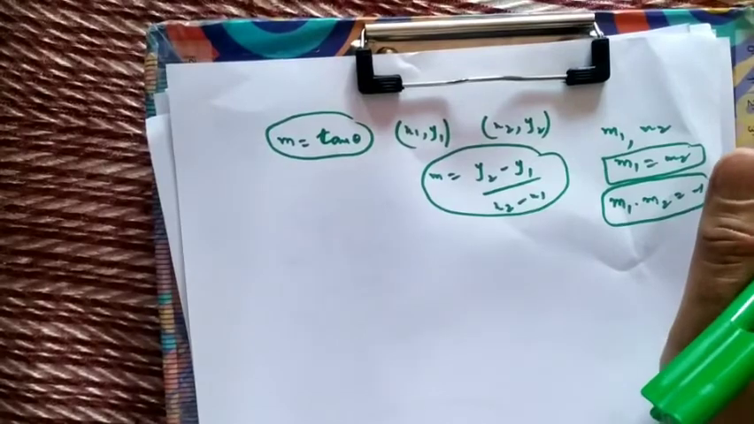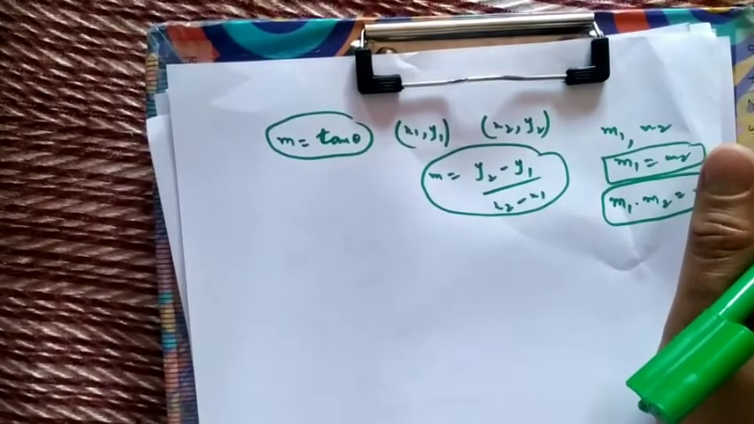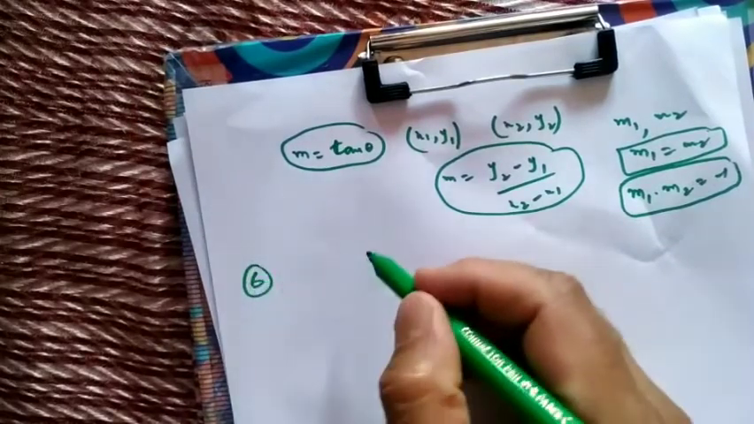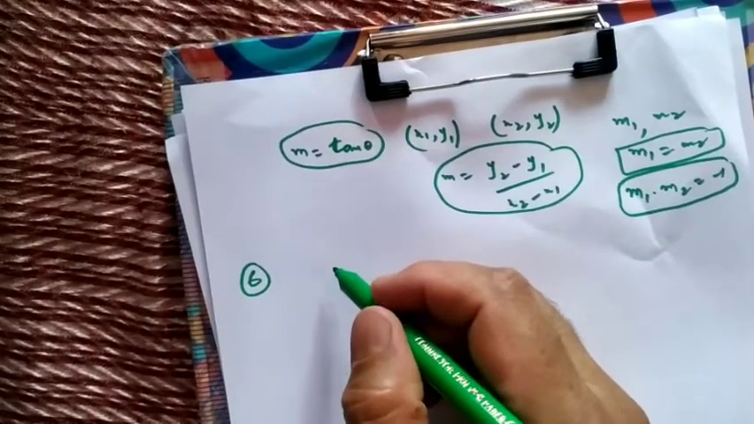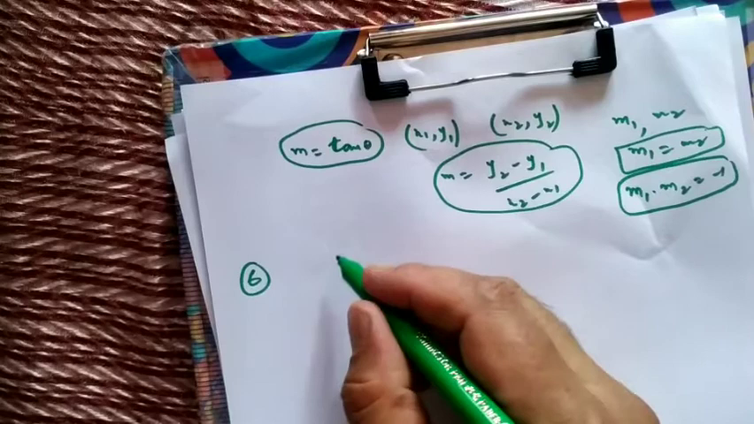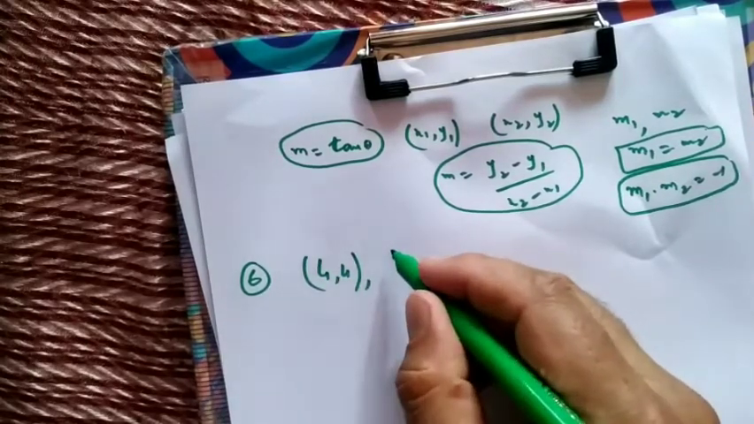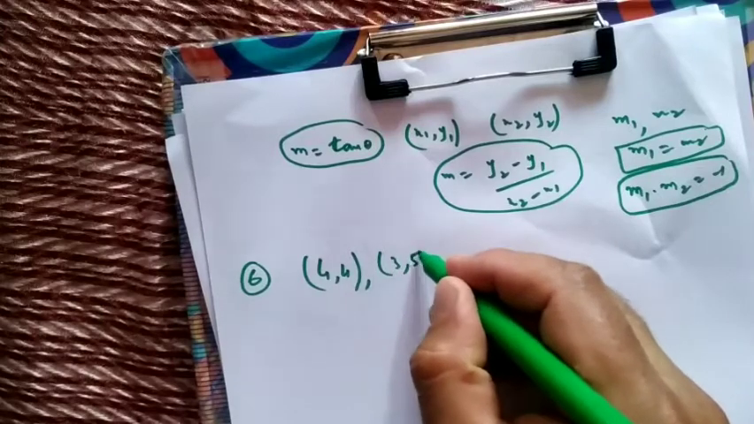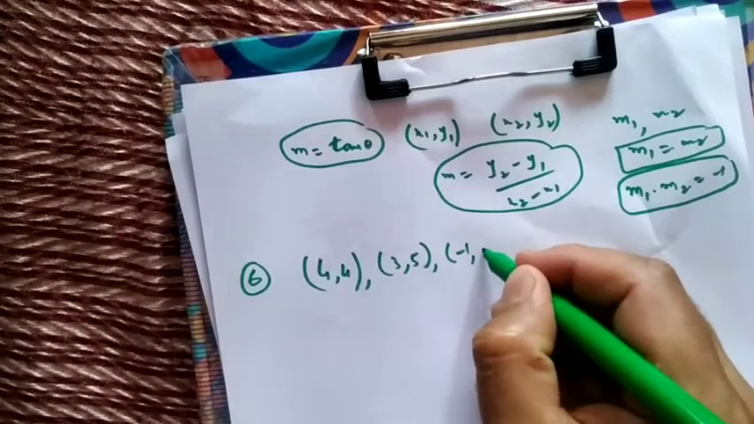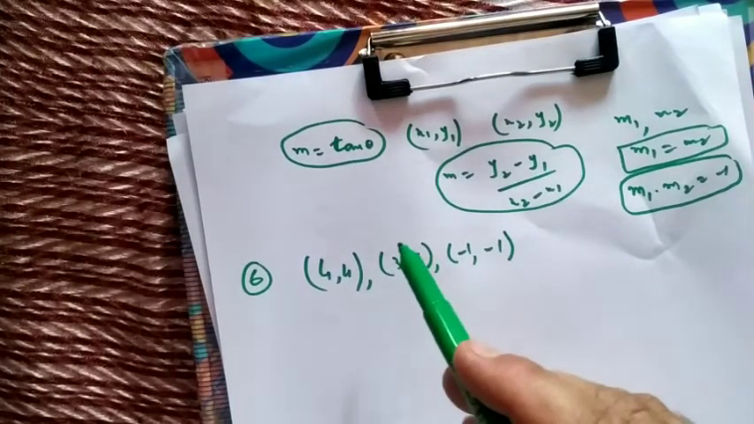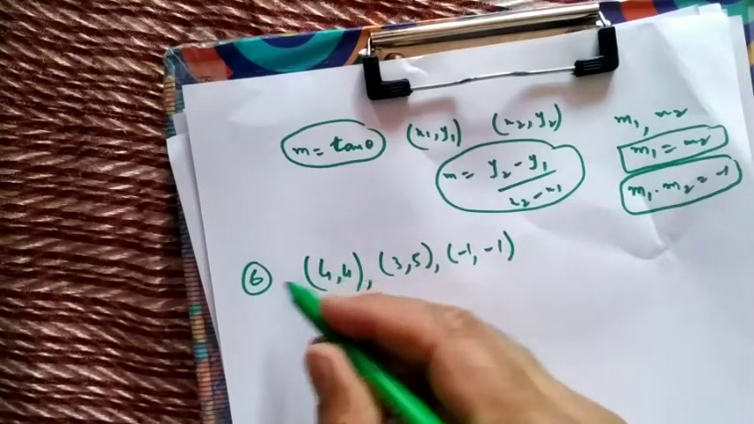अब इन कंडीशंस पे बेटा एक क्वेश्चन है एक्सरसाइज में. It is question number 6. Question is: without using Pythagoras theorem, show that the points 4, 4, 3, 5, -1, -1 are the vertices of a right angle triangle.